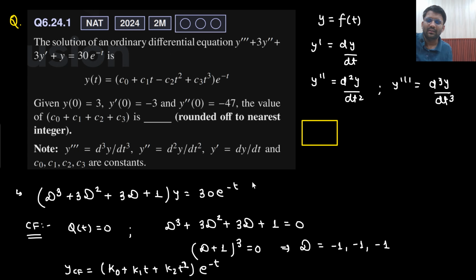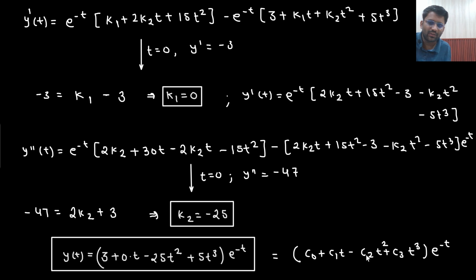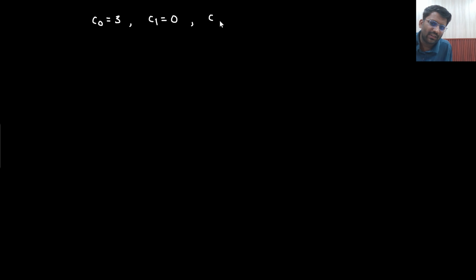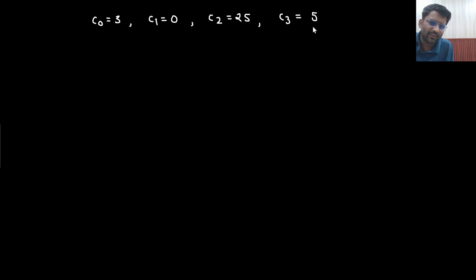Where did the question go, brother? Yeah, c0, c1, minus c2, plus c3. This is what we are supposed to compare with. Understandable? So if we compare, c0 value is 3, c1 value is 0, c2 value is 25, and c3 value is 5. So these values we have got. What we are supposed to find out? c0 plus c1 plus c2 plus c3. So what is the answer you are getting?